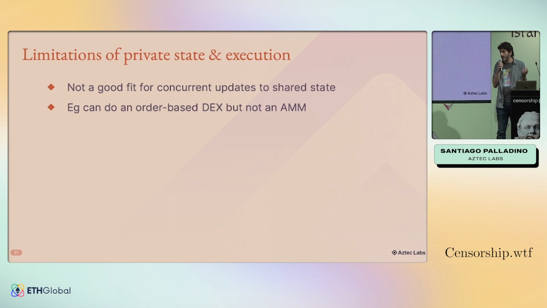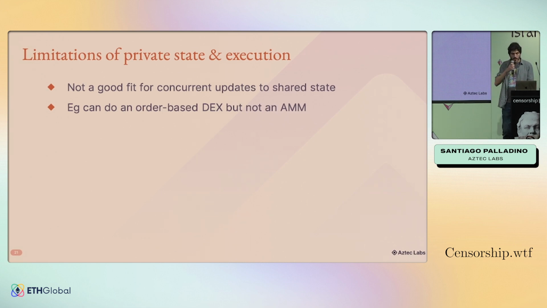So for instance, this model is great for implementing a private order-based DEX, but not so good when we want to do an AMM, where we have a single shared, constantly updated piece of data, such as the liquidity, the amount of each token in the pool, that gets constantly updated.